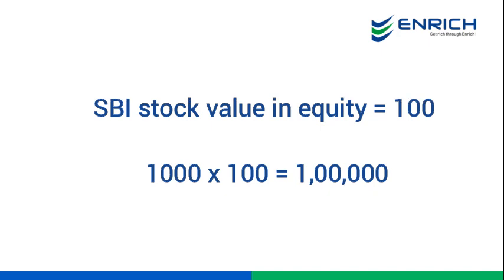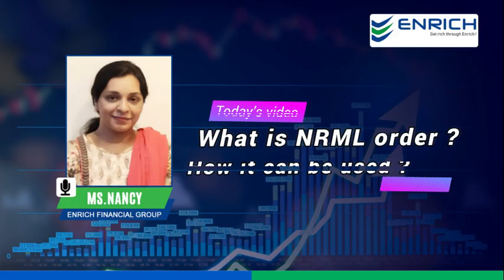So the value of an SBI stock in equity is 100. So 1000 multiplied by 100, 1 lakh. So I will need 1 lakh to hold this position. So if you want to hold the stock till the end of the contract instead of closing 5 days before, you will need to have 1 lakh rupees in your account. But remember, it is better to close it 5 days before to be on the safer side. Now I've covered all the important points in NRML.